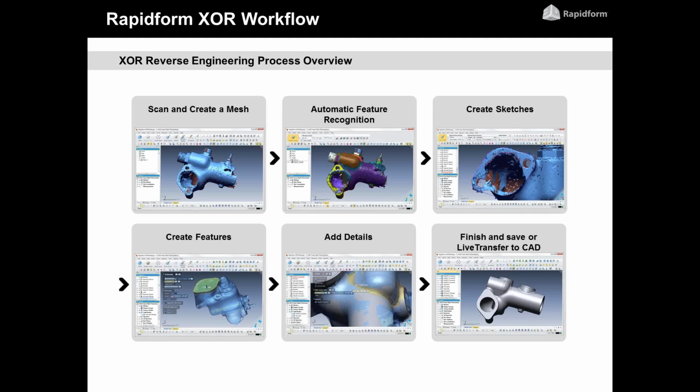So the next step after region grouping is to create some sketches. We'll take cross sections through our part and we'll get a reference outline that's pink, and then we just need to convert that outline to a dimensioned or constrained sketch. So obviously once you have sketches, we can go ahead and extrude features, add some details, and then go ahead and LiveTransfer to our CAD software.